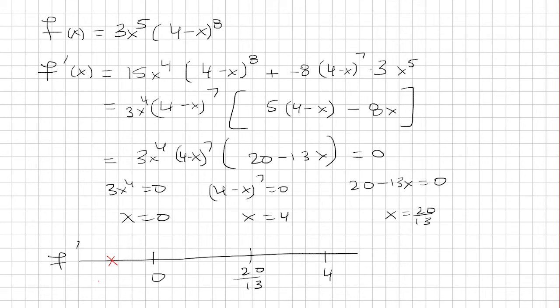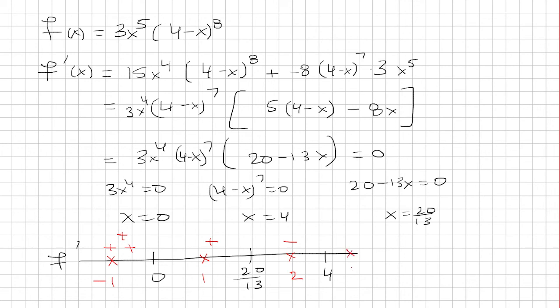So let's see. Let's say negative 1 here. 4 minus negative 1 is 5. That's positive. And then 20 minus 13 times negative 1, that's positive as well. Positive times a positive is positive. Let's try 1 here. Yeah, 4 minus 1 is positive. 20 minus 13 is positive. So that's positive. For this one, let's try 2. 4 minus 2 is positive, and then this one is negative. So positive times a negative is negative.